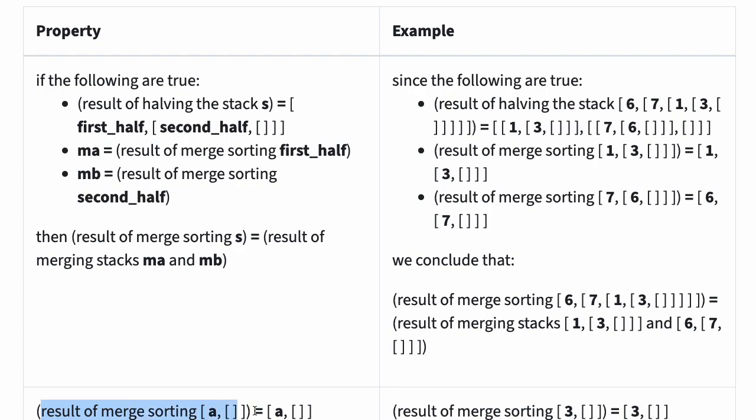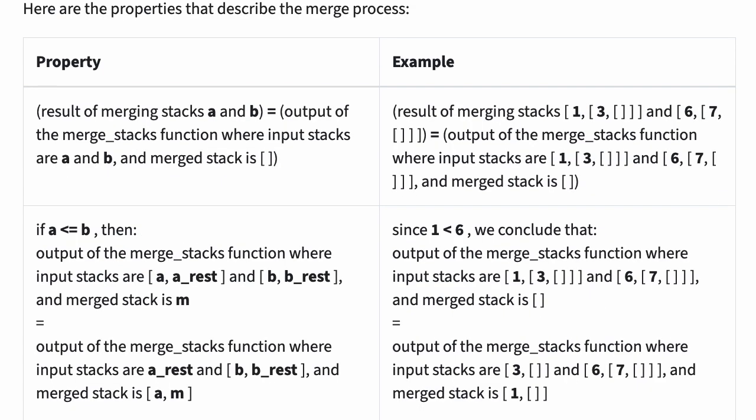The result of merge sorting stack A equals stack A. For example, the result of merge sorting stack 3 is equal to stack 3. Here are the properties that describe the merge process. Result of merging stacks A and B is equal to the output of the merge stacks function, where input stacks are A and B, and the merge stack is empty.